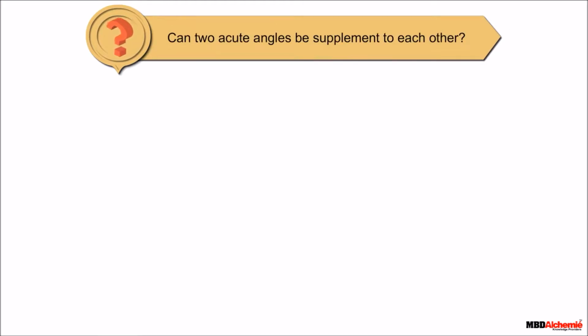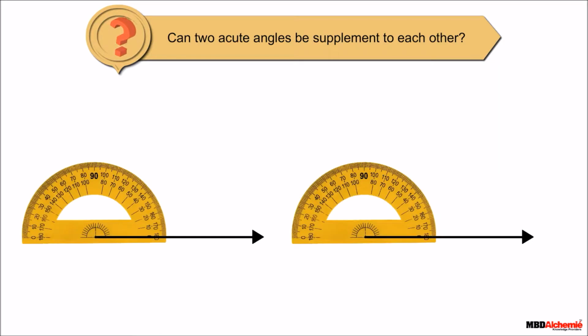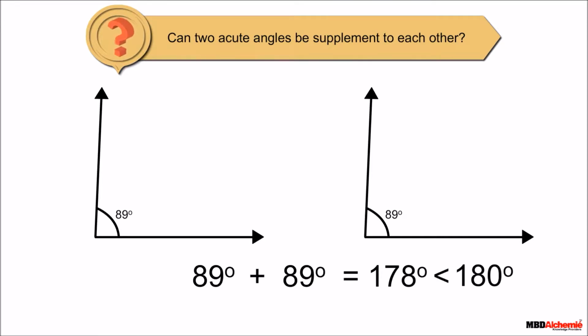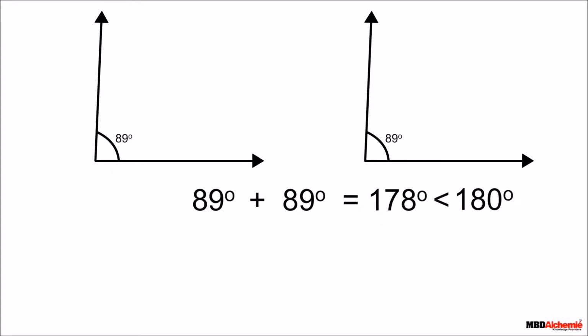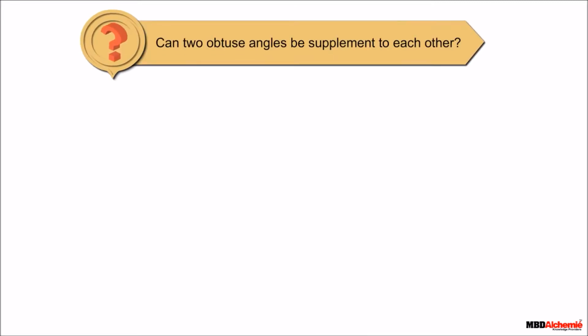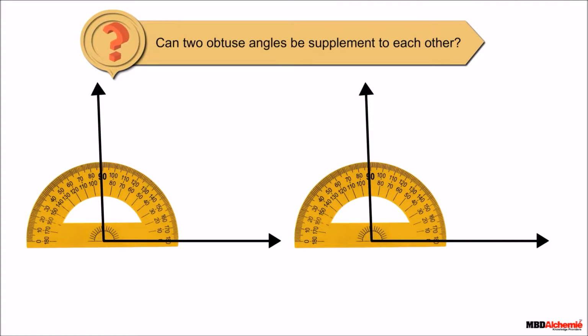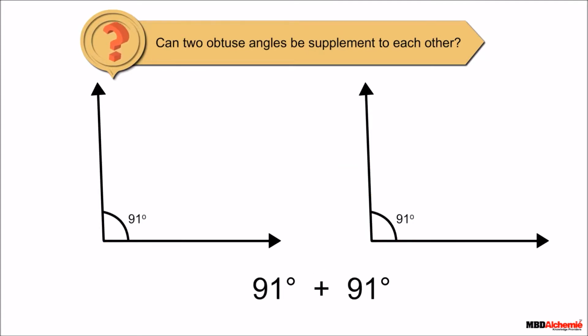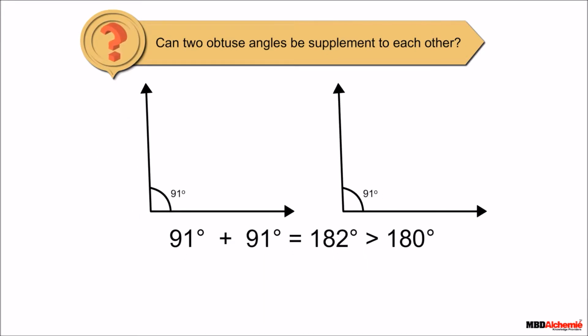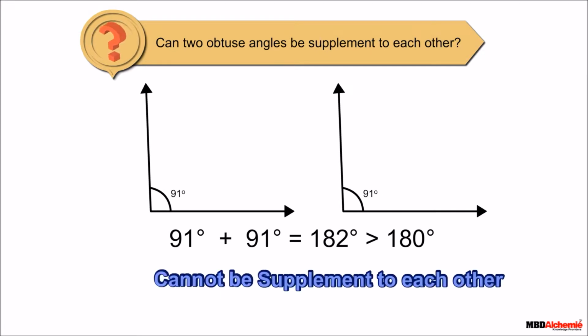Can two acute angles be supplementary to each other? Let's take an example by drawing two angles which measure 89 degrees each. But on adding both the angles, we get their sum as 178 degrees, which is less than 180 degrees. Thus it can be concluded that the sum of two acute angles can't be supplementary angles. Can two obtuse angles be supplementary to each other? Let's draw two angles that measure 91 degrees each, but their sum is greater than 180 degrees. Thus it can be concluded that two obtuse angles cannot be supplementary to each other.